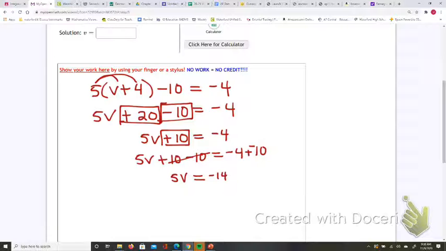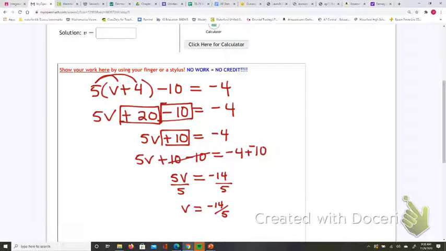Now our last step is to undo the multiplication. So we find our variable, and we find the number next to the variable, and in this case it's 5, so we divide both sides by 5. 5 divided by 5 is 1v, and then we have negative 14 over 5. And that is already reduced, so we don't need to reduce it.